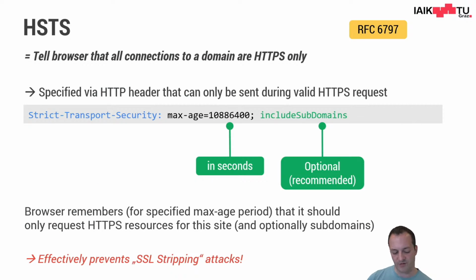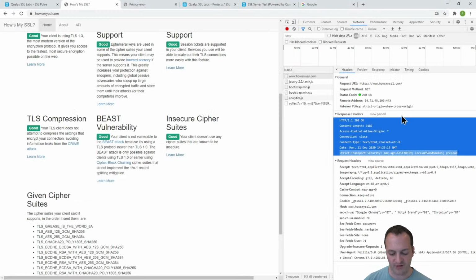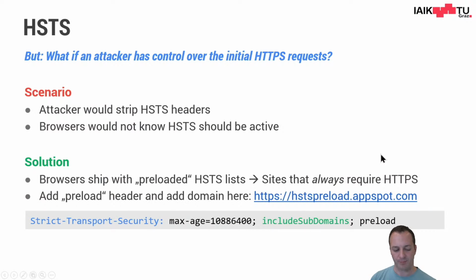Now, there is something missing, and this actually prevents so-called SSL stripping attacks, which you will hear more about next time. But what if the browser never sees this header here? So what if an attacker already strips this before the browser has seen it at all? If the browser, for example, would first go to a website and then the attacker would just strip the header, then the browser would never see the header.